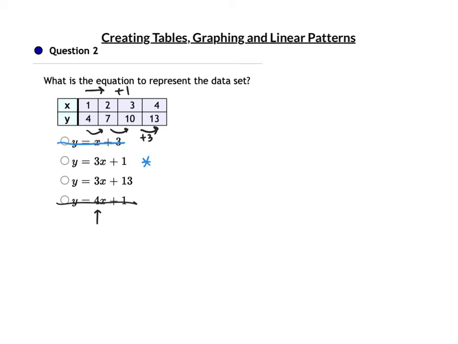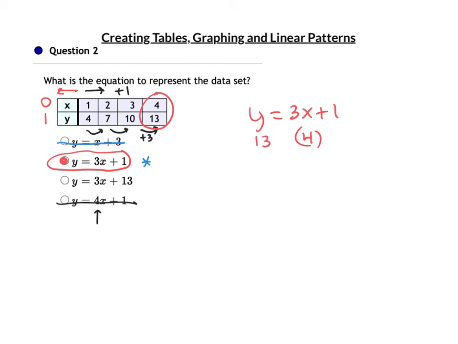Now I don't have the 0 value, but I could create the 0 value. Notice that if, let's pick a different color, if I go this direction, 0 would have been down 3. It would have been at 1, which means this has to be the answer right here. And if I pick any value from the table, like 4, 13, I can take y equal 3x plus 1 and plug in 4, and notice that 3 times 4 plus 1 is in fact 13. I can see that it's correct.